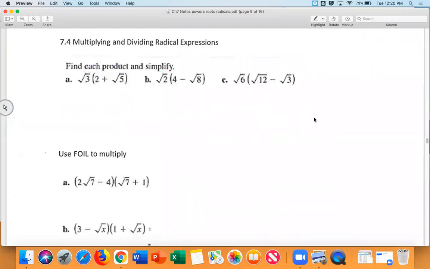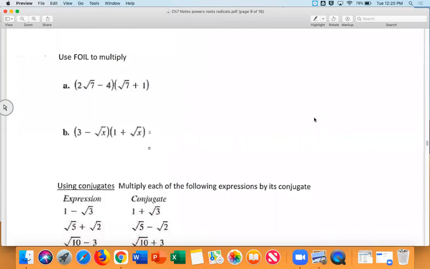All right, Lance. With A and B here, we're going to treat it just like we would with a FOIL problem. Like if this was x plus 2 times x plus 3, right? We would multiply it out. Agreed? Same thing here. I'm going to just do FOIL. I'm going to do 2 root 7 times root 7. That's going to be 2 root 49. You okay with that?